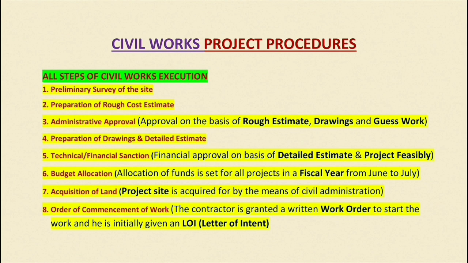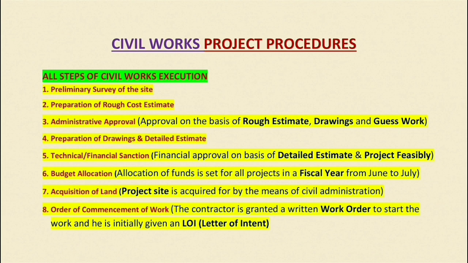And after that, the order of commencement of work is issued to the contractor if you want to execute the work via a contractor. This order of commencement is the last step, and the contractor is granted a written work order to start the work. Initially the contractor is given a letter of intent, or LOI, which is a proposal asking the contractor whether to do this work or not. If they accept the letter of intent, then the work order is issued to the contractor to start the work. So these are the 8 steps of civil works. All civil projects are done this way, in these steps.